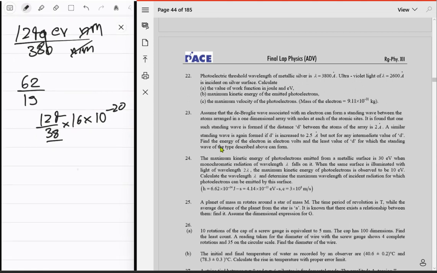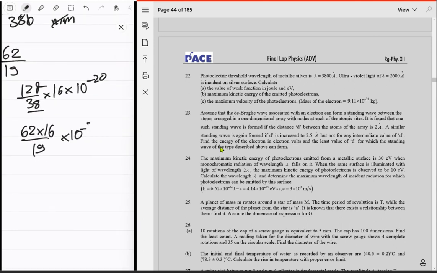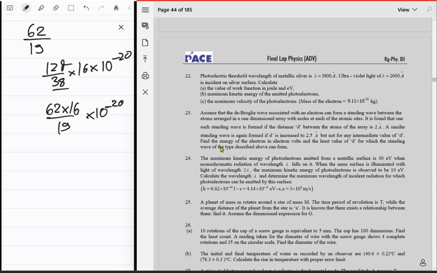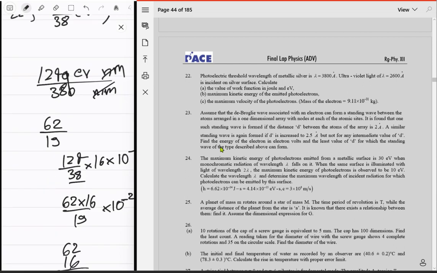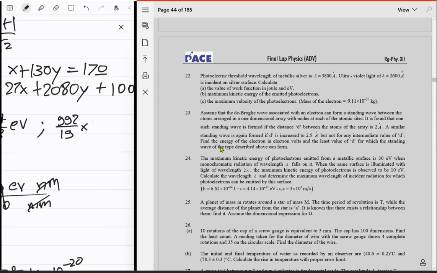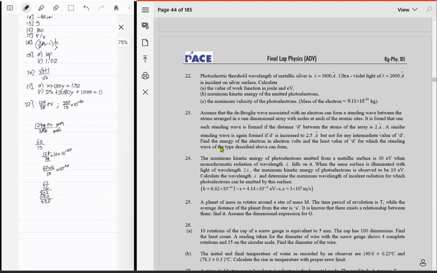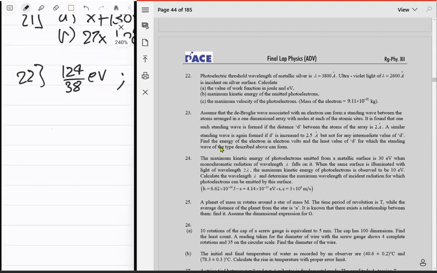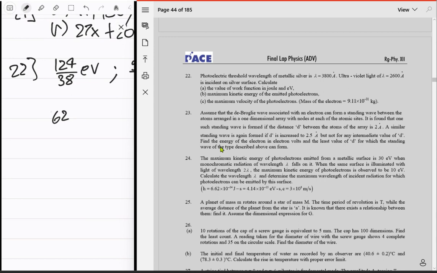This is going to take forever. So 62 times 16 upon 19, that's of 10 power -20 or something like that. 62, 16, 2, 1 carried on, 36, like 37062. So 299,992 upon 19 times 10 power -20. Yeah, whatever. So let's approximate both of these. So 124 upon 38, which is like 62 upon 19, right?